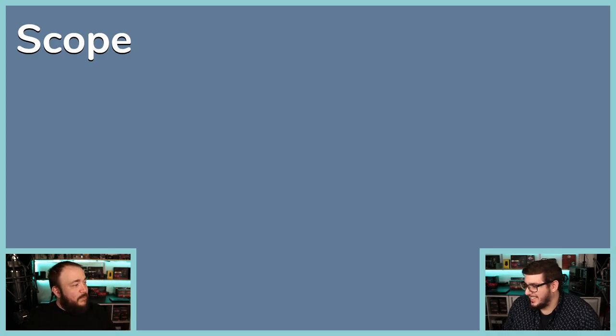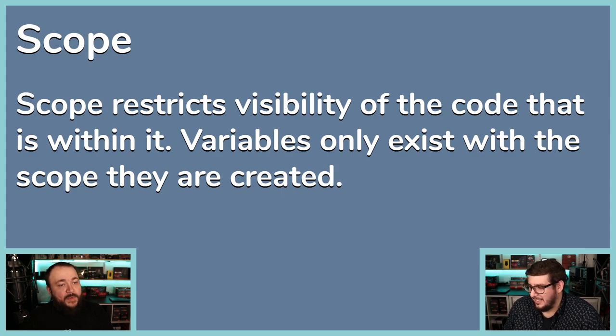So, scope. Scope is a thing that restricts visibility of the code that is within it. So variables only exist within the scope they are created. Like we saw in main, we created the variables in the main scope.